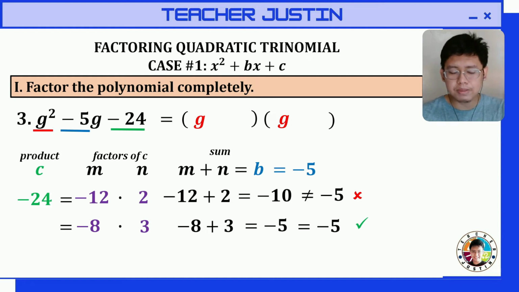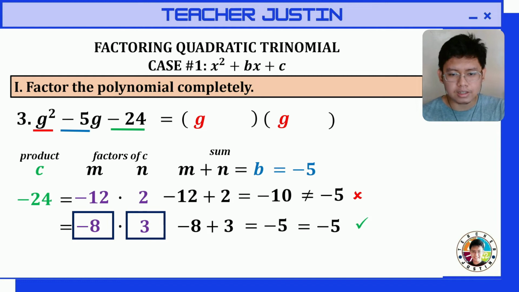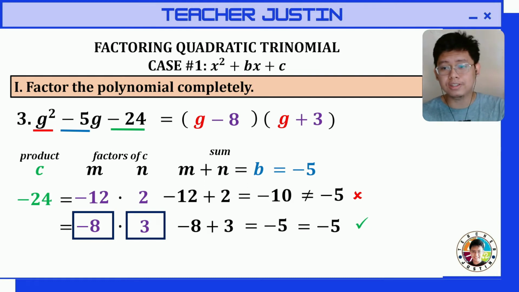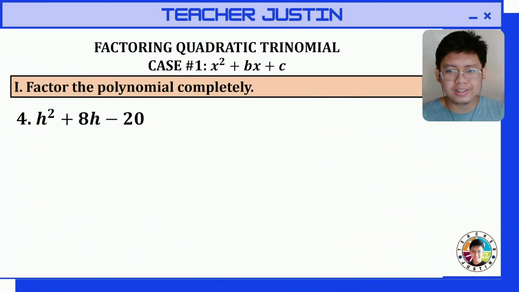Now, pag nahanap na natin yon, okay, kunin natin si negative 8 at si positive 3. Lagay natin sa ating grouping symbol, isang negative 8 at isang positive 3. And that's it. Ang factor natin will be g minus 8 and g plus 3. Tada! Alright. Okay, let's factor this quadratic trinomial, case number 1.